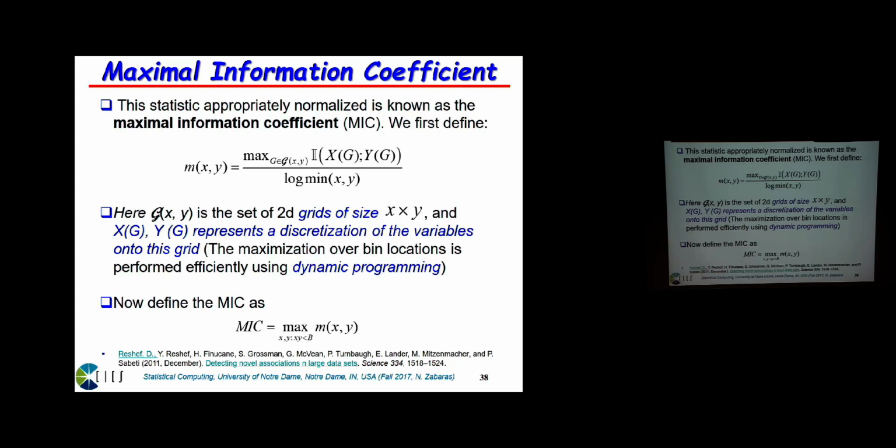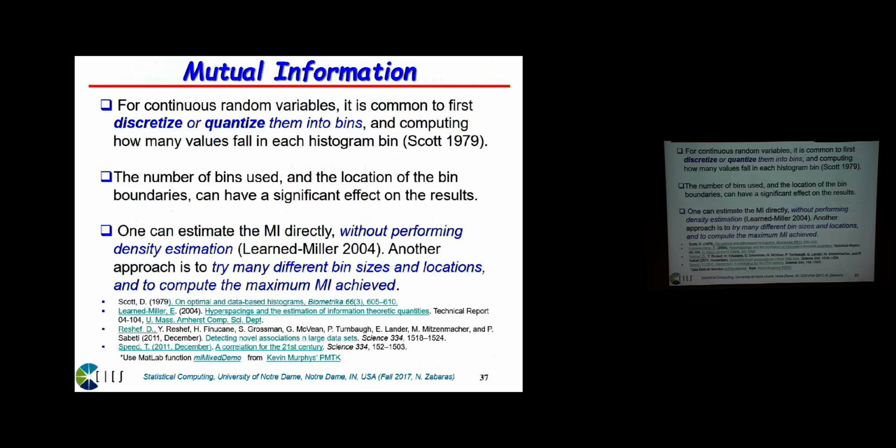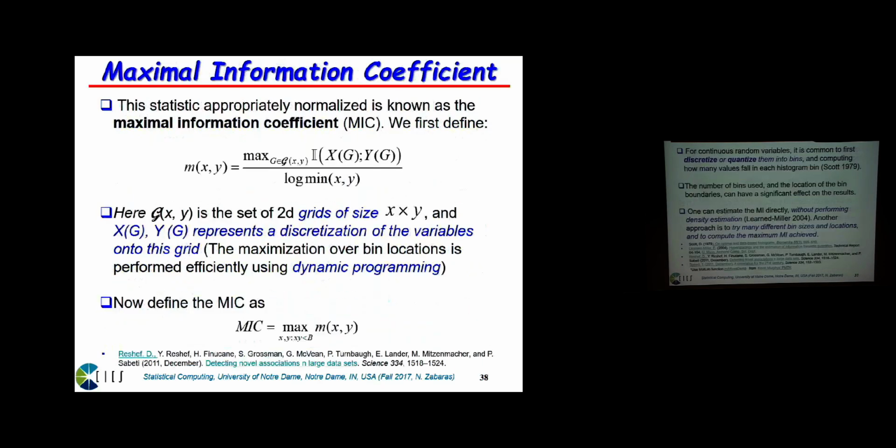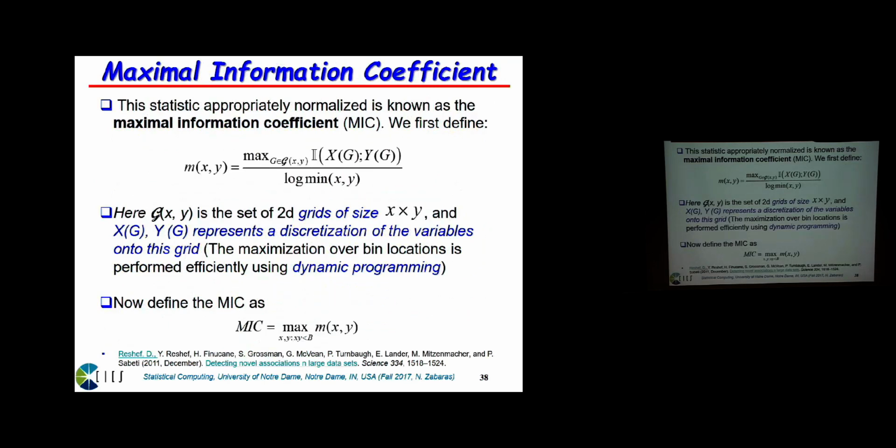What does it say? Let's say you have two variables, x and y. Discretize the domains of x and y in bins, and let's say the size of these bins is x times y. So maybe 5 bins in the x direction, maybe 10 bins in y, and compute the pointwise mutual information on those bins, at every location, and then take the maximum of those values and divide it by the log of the minimum of x and y.